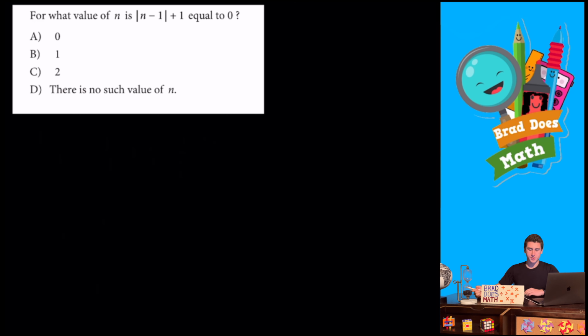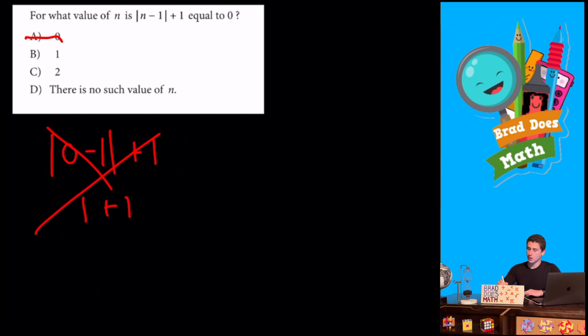Okay, another question where we're just plugging in the answer choices. So for what value of n, so they're giving us values of n, is the absolute value of n minus 1 plus 1 equal to 0? So we'll try A. The absolute value of 0 minus 1 plus 1. 0 minus 1 is -1, so the absolute value of -1 is 1. And 1 plus 1 does not equal 0. So answer choice A is out. Answer choice B, 1. The absolute value of 1 minus 1 plus 1, that's equal to 0 plus 1, which again is not equal to 0. Answer choice B is out.